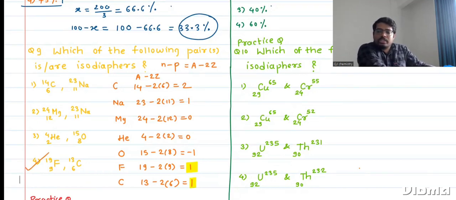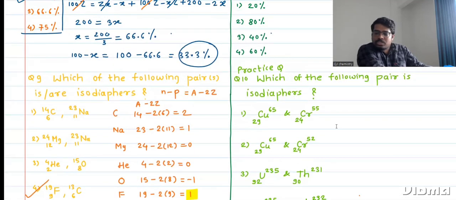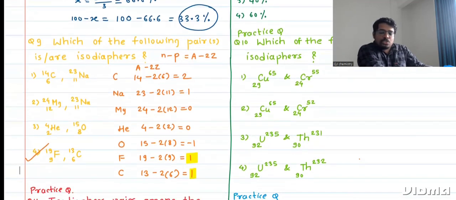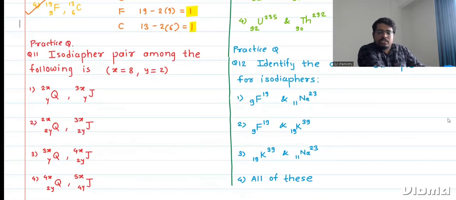Okay, now question number 10 is for practice. Which of the following pairs are isodiaphers? Go through the options, solve the question, and answer in the comment section. Next, question number 11 is also for practice. Question number 12 is also for practice.